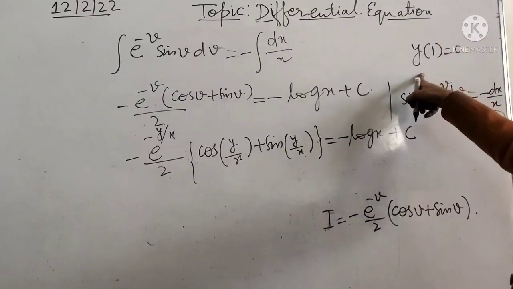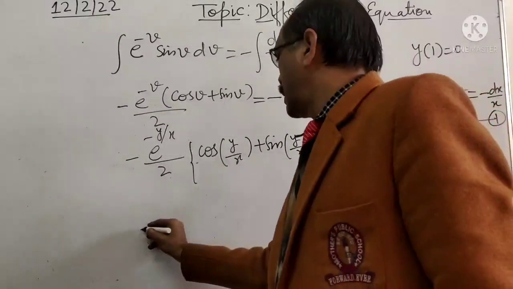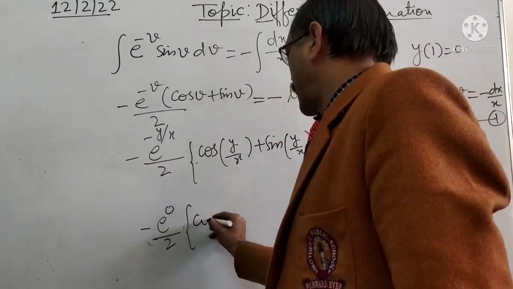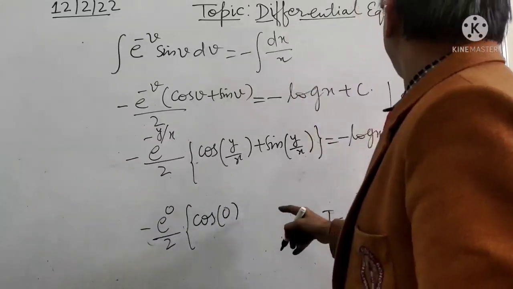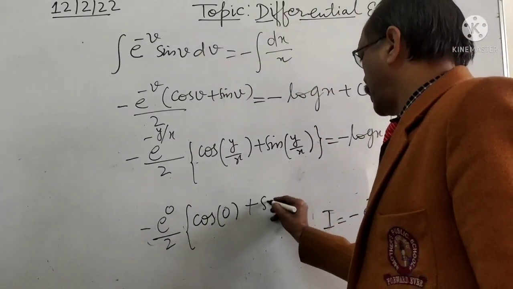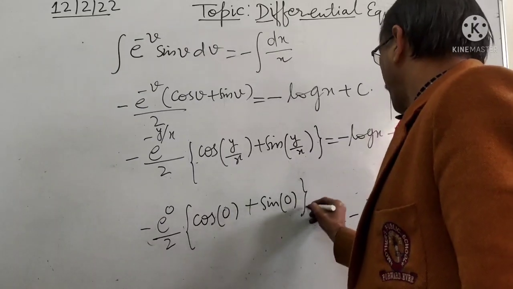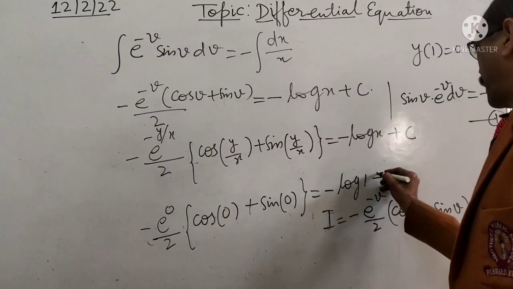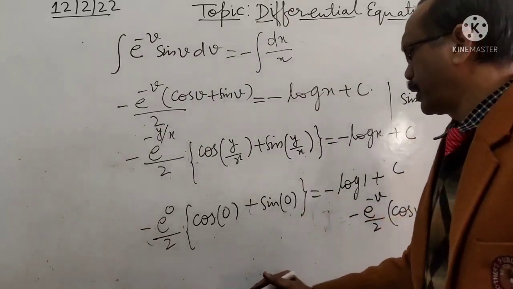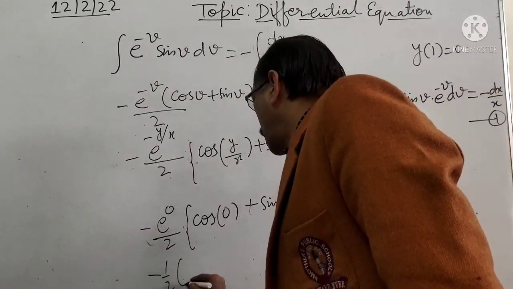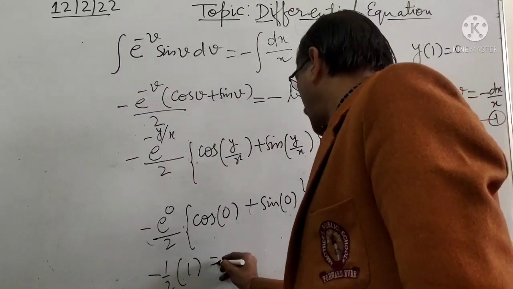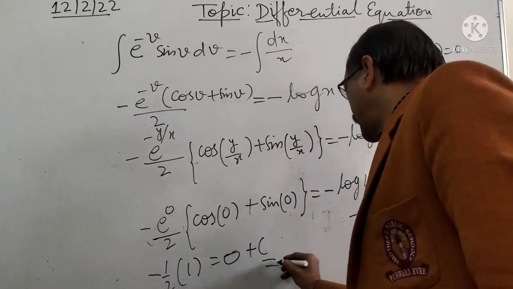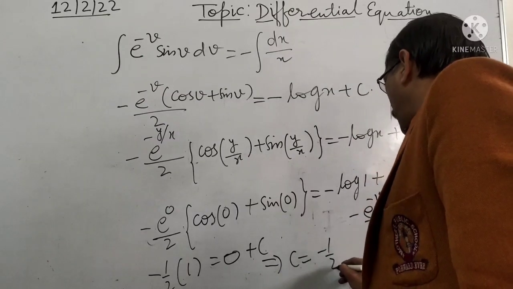Now here x equal to 1 and y equal to 0, so it is minus e power 0 upon 2, cos 0 is 1, plus sin 0 is 0, minus log 1, it is also 0, plus c. Therefore minus 1 by 2 into 1 equal to minus 0 plus c. So the value of c is minus 1 by 2.